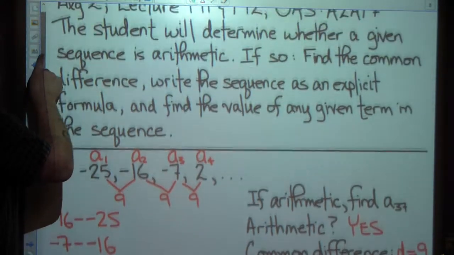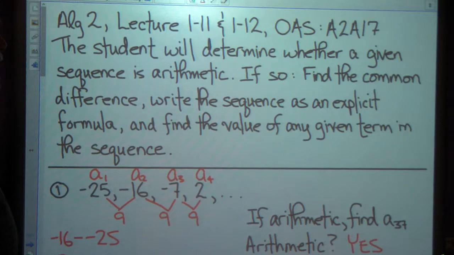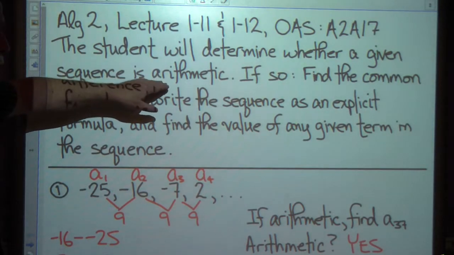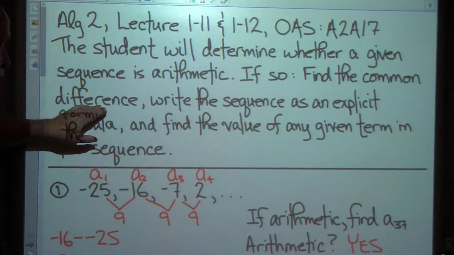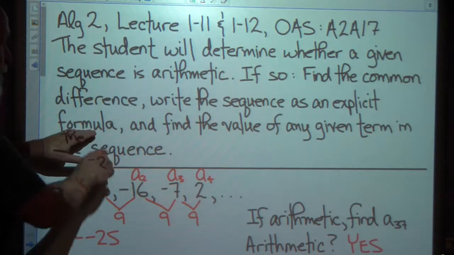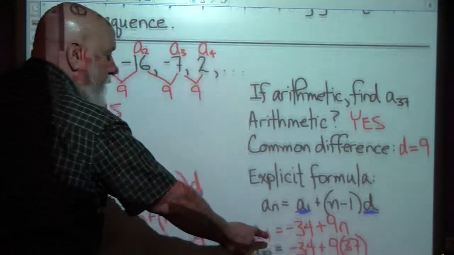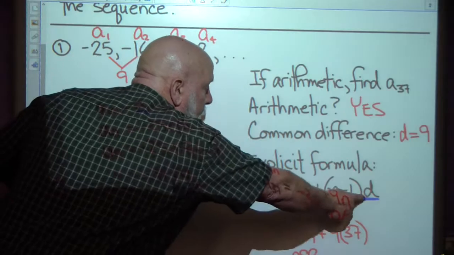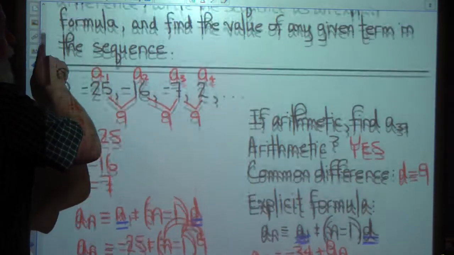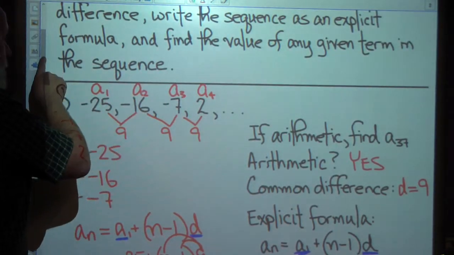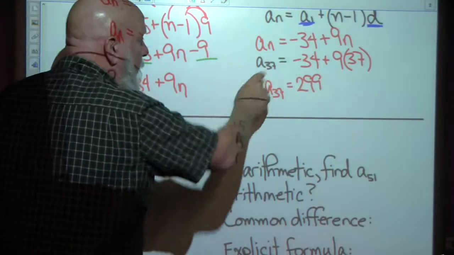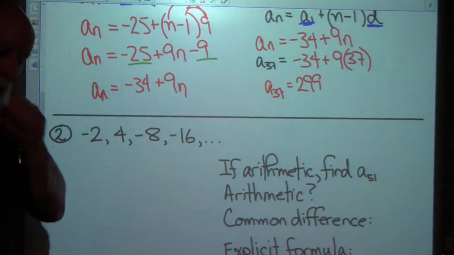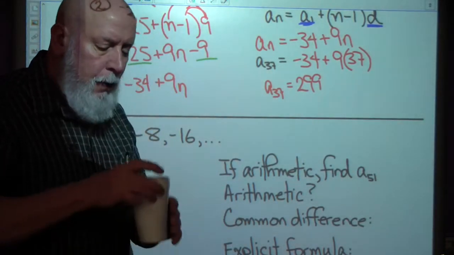And those are the things we were asked to do in our objective. We determined whether it was arithmetic. We found the common difference. We wrote the explicit formula using this general case and just plugging in stuff here and here, simplifying. And then we found a specific term in the sequence, which in this case was the 37th. Let's do another one.